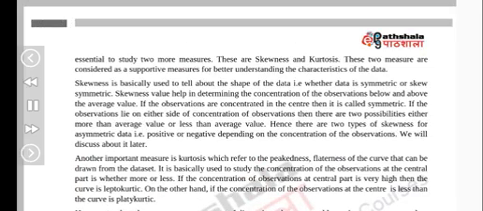essential to study 2 more measures. These are skewness and kurtosis. These 2 measures are considered supportive measures for better understanding the characteristics of the data. Skewness is basically used to tell about the shape of the data, i.e. whether data is symmetric or skew-symmetric. Skewness value helps in determining the concentration of the observations below and above the average value.